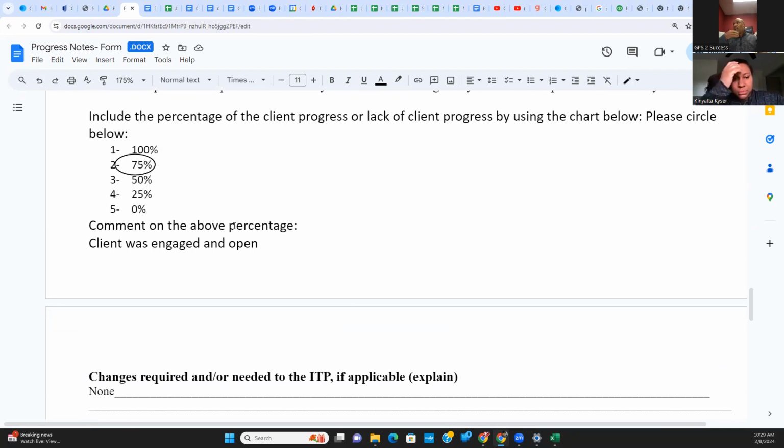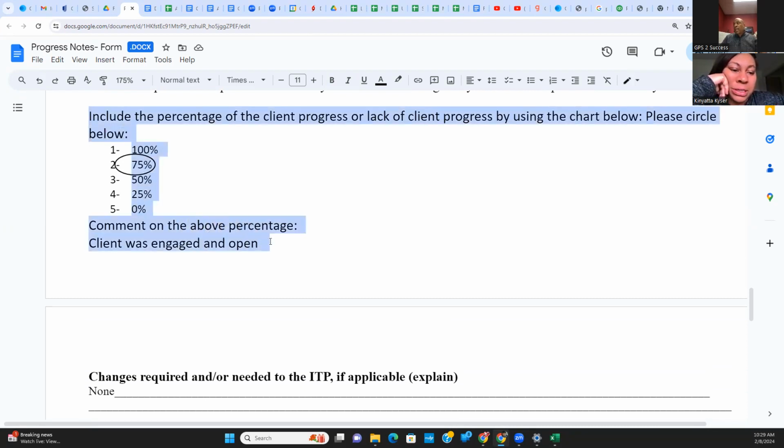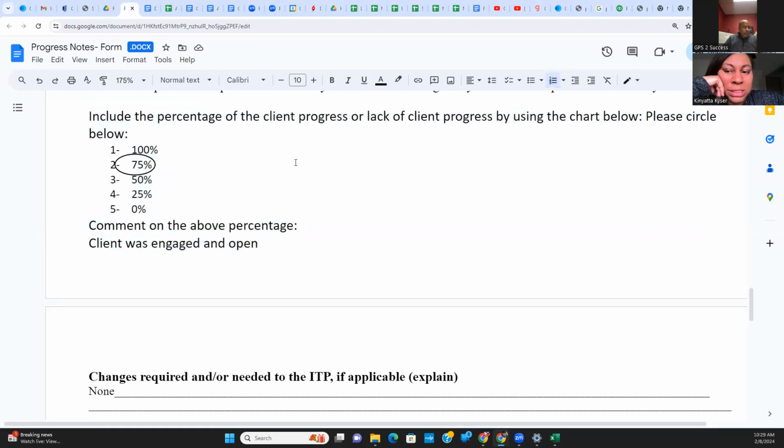Includes percentage of the client progress or lack of progress in chart below, okay. Do we fill this part out too, as the case managers or QMHS? You could do this for the groups, but for what I just did, the CPST, I would skip that. But they would in the system. It's gonna be auto populated. CPST meaning case manager, is that correct? Yes. Okay, so change required and or needs to the individual treatment plan if applicable.